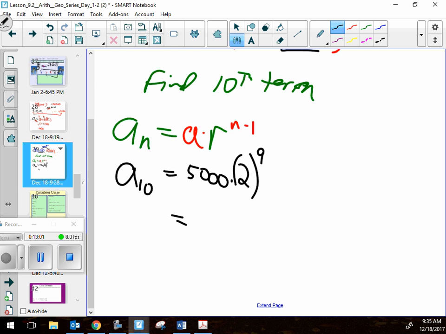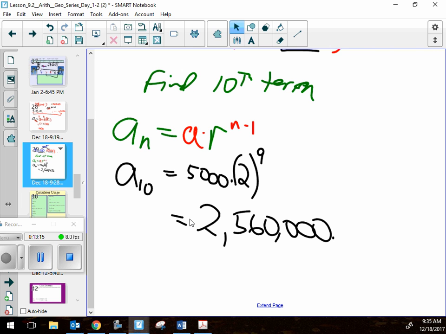the last term, which is how much you would have. Can you tell me what they came out to? It's a really big number. I don't know what it is. Got it? The calculator? 2,560,000. That's starting with only $5,000.